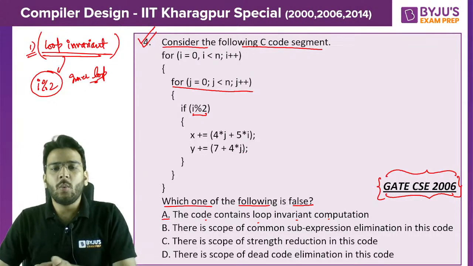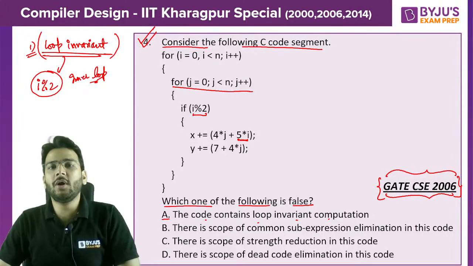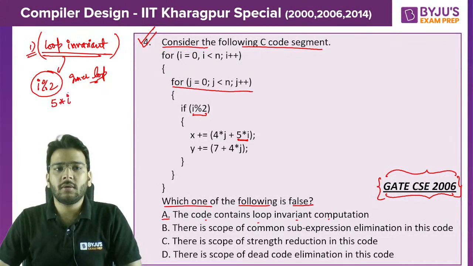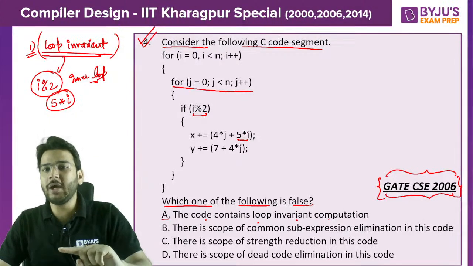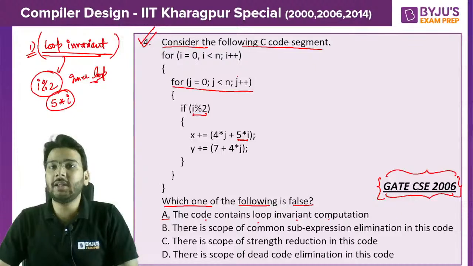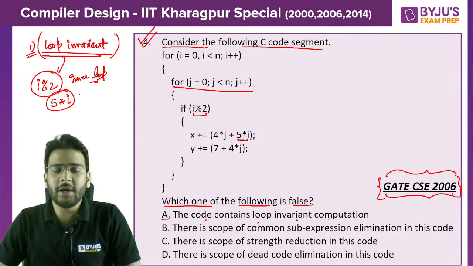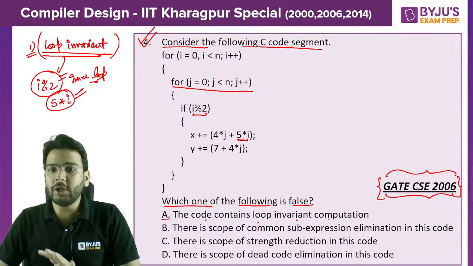Clear? What else? 5 into I is also going to be your loop invariant code for the inner loop. Are you getting this, everyone? This is also the loop invariant code for the inner loop. So what you can do is place it outside the inner loop, and then you can use the value. Are you getting this concept, everyone? So that means this code contains loop invariant computation. Yes, it is true.